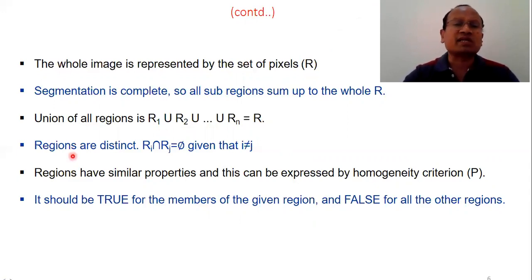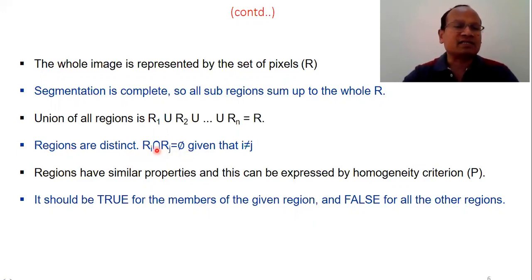Regions must also be distinct. How will we check that regions are distinct? We check their intersection. When we check the intersection between two regions, if it results in null, it means they have nothing in common, so they are distinct.